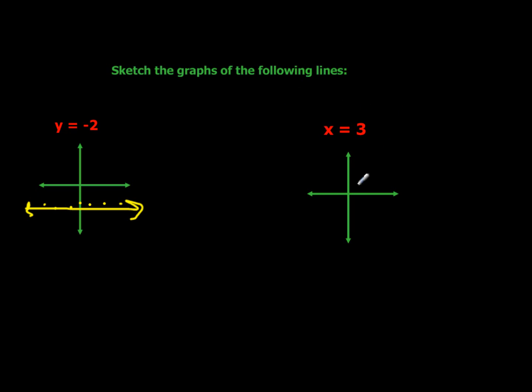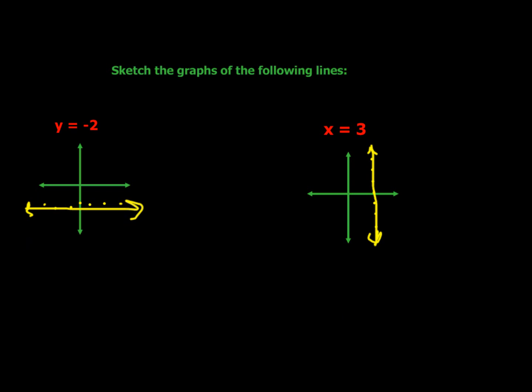Over here at x equals 3, I can think about the fact that, if x equals 3, that means I'm always to the right 3. So no matter what y value I have, no matter how much I go up and down, my x value is always going to be at 3, and I really quickly can see that I'm going to get that vertical line.